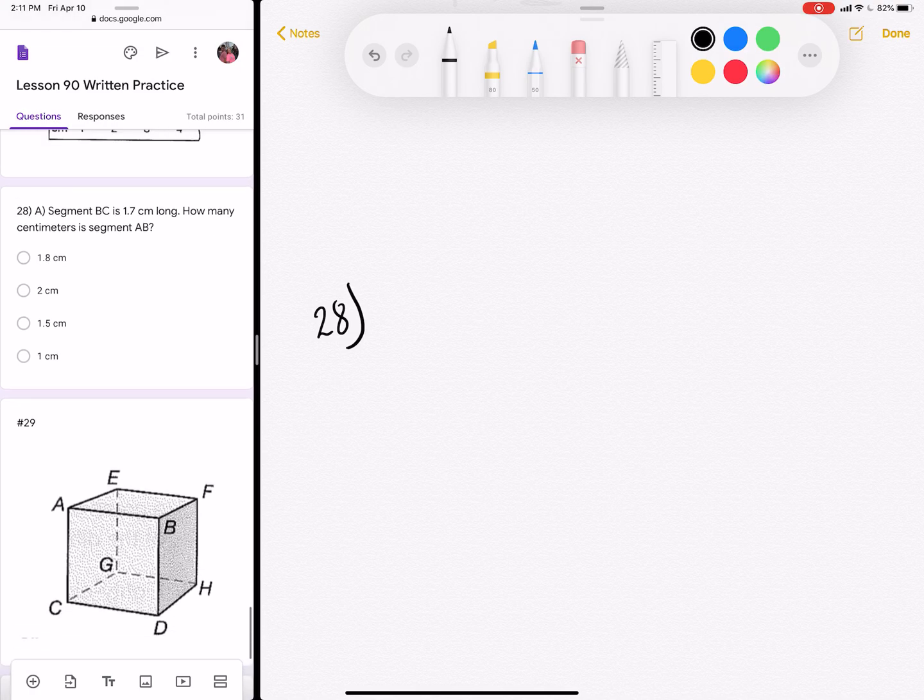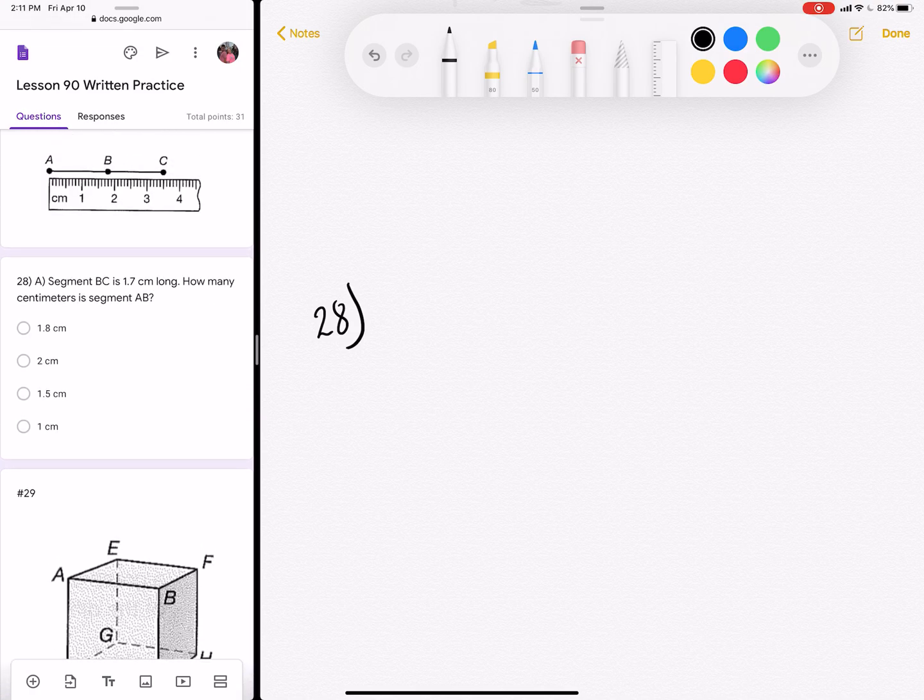28. Segment BC is 1 7/10 centimeters long. How many centimeters is AB? So I made sure not to put any that were too close to the correct answer on here because that ruler is pretty hard to read. So is it 1 8/10, 1 5/10, 2 centimeters, or 1 centimeter from A to B? I know it's not all the way to 2. I know it's past 1 5/10, so I know it has to be 1 8/10 centimeters.